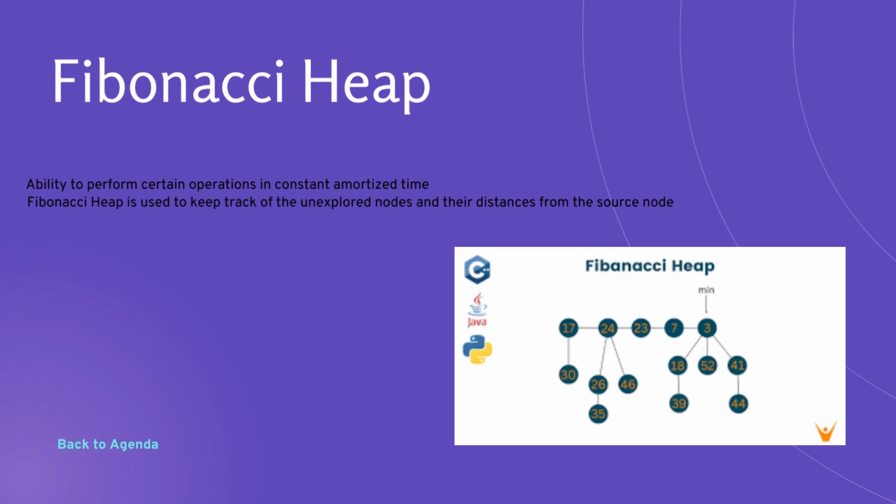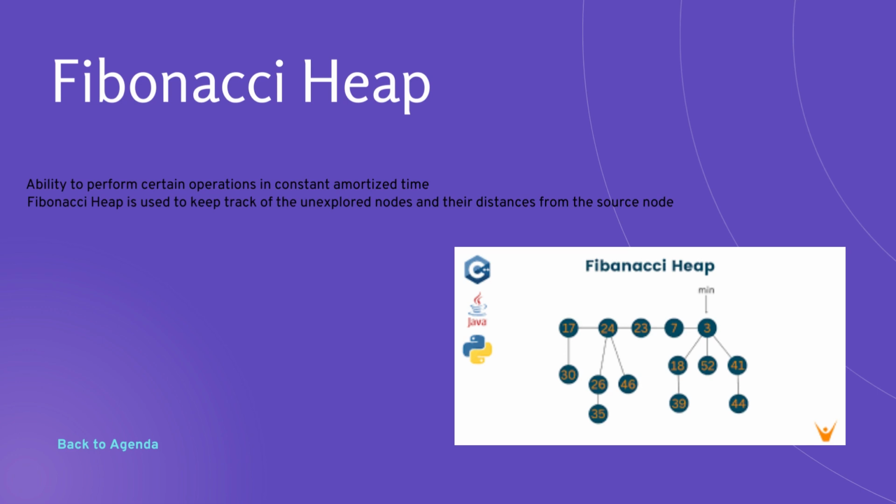As we have seen why Fibonacci heap is used over the traditional data structures, we will now see what exactly this Fibonacci heap is. It's a collection of trees that satisfies the minimum heap property. Each node in the heap contains a key and a degree value. The degree value of the node is the number of children it has.